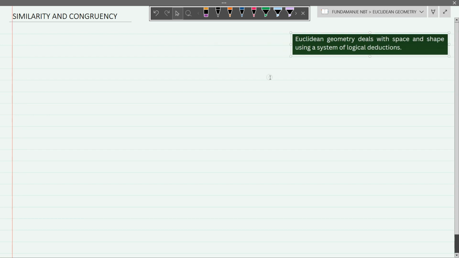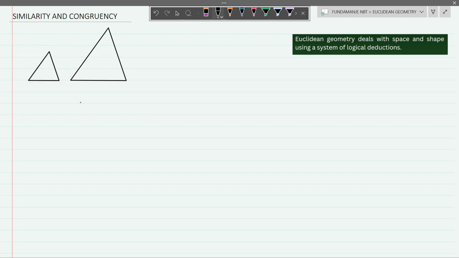Now, similarity refers to when two shapes, not necessarily triangles, have the same proportions, so they are proportional to each other. One can be a bit bigger or smaller than the other. But at the end of the day, if they are proportional, then we say those two triangles are similar in that regard. So for similarity, there's a condition that needs to be met.